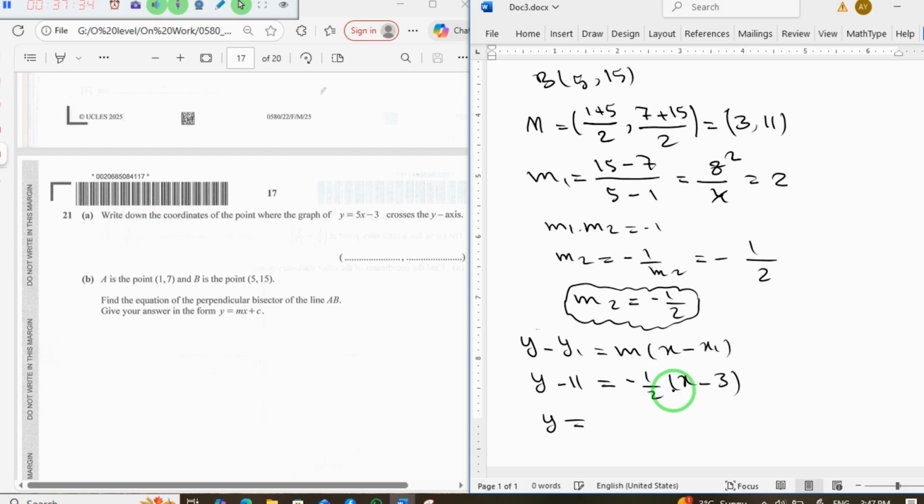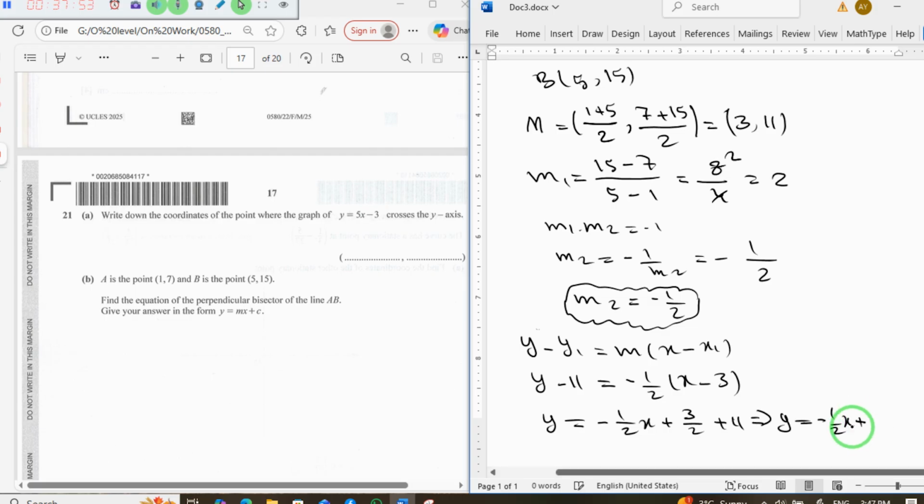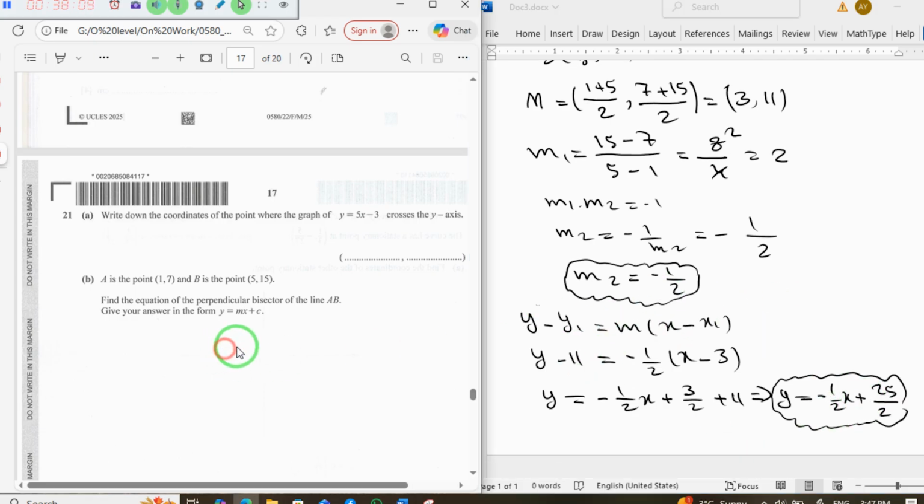y is equal to minus 1 over 2 x plus 3 over 2, and we carry over the 11. So y is equal to minus 1 over 2 x plus (11 multiplied by 2, 22, plus 3) 25 over 2. This is exactly the equation of the perpendicular bisector of the line AB.